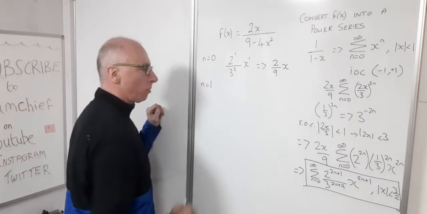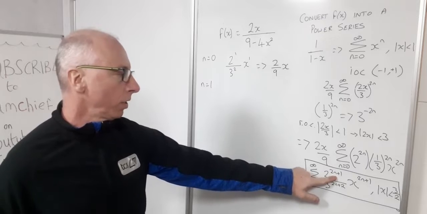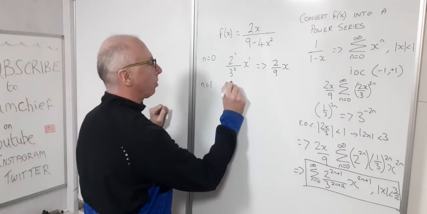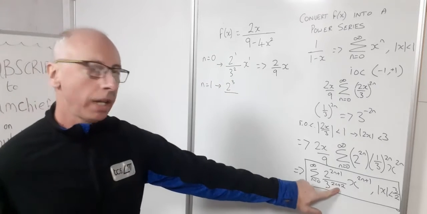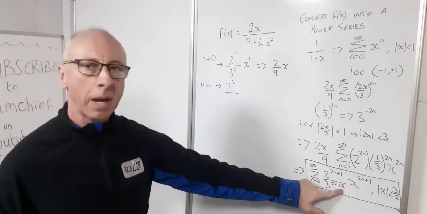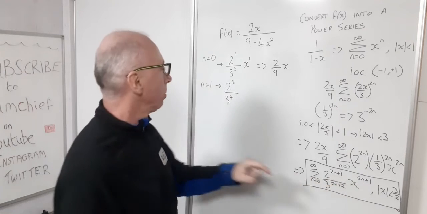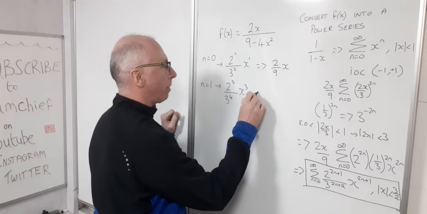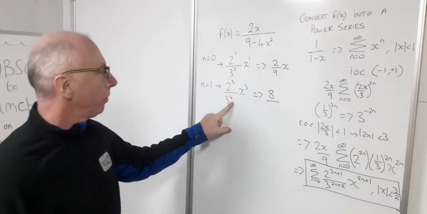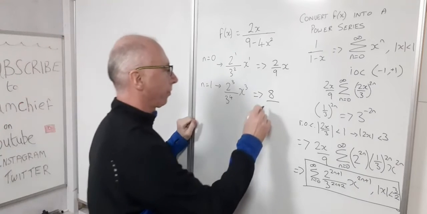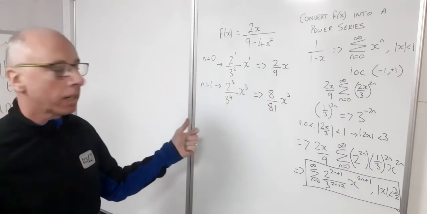n equals 1. Let's have a look what we've got there. n is 1, we've got 3 here. So 2 plus 1 is 3, so that's 2 cubed. Here, when n is 1, we've got 3 to the power of 4. And then here, n is 1, we've got x cubed. So then 2 cubed is 8, 3 to the 4 is 81, and then x cubed. So that's my second term.